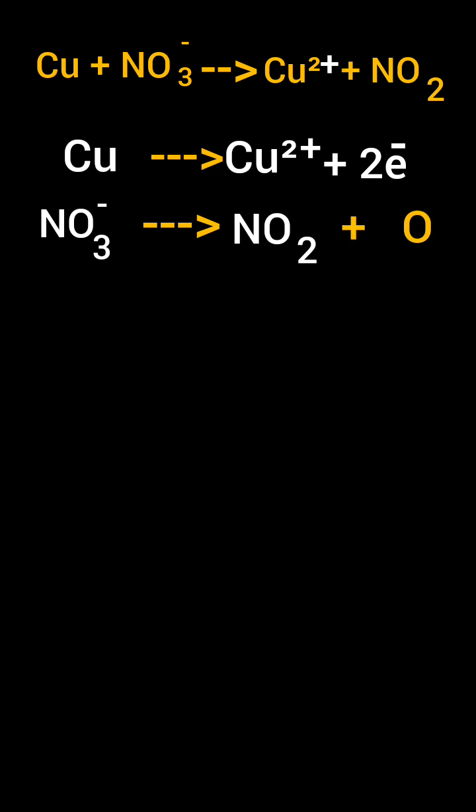one O, and you know O is present in water. So if I add one water molecule, the number of oxygen atoms will become 3 on the right hand side, which is balanced with the number of oxygen atoms on the left hand side. But on the right hand side you see 2 hydrogen atoms are there. So to balance the hydrogen atoms we have to add 2 H plus ions on the left hand side.